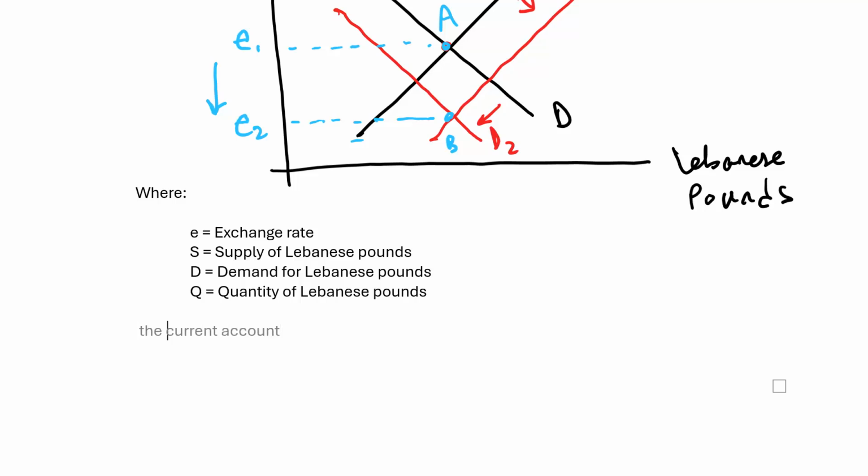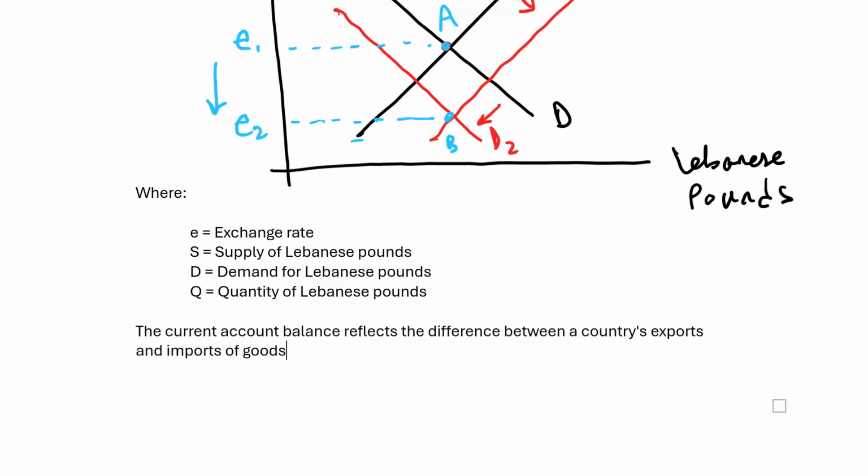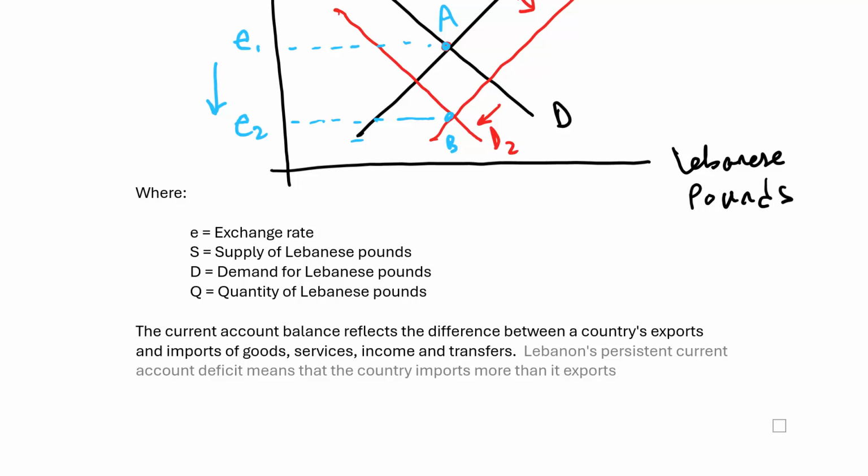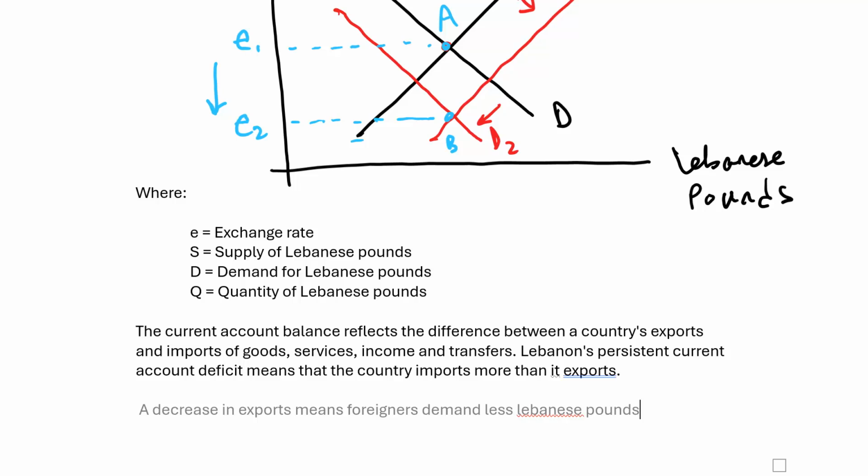The current account balance reflects the difference between a country's exports and imports of goods, services, income, and transfers. Lebanon's persistent current account deficit means that the country imports more than it exports. A decrease in exports means foreigners demand fewer Lebanese pounds, and demand falls from D1 to D2.